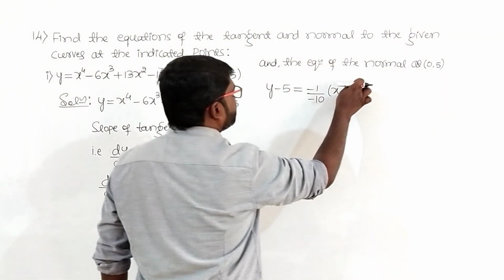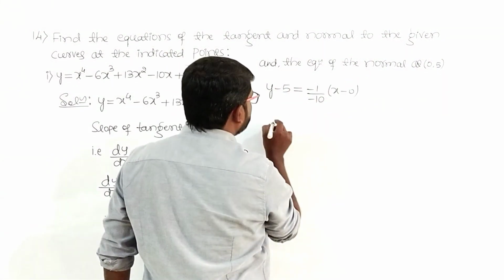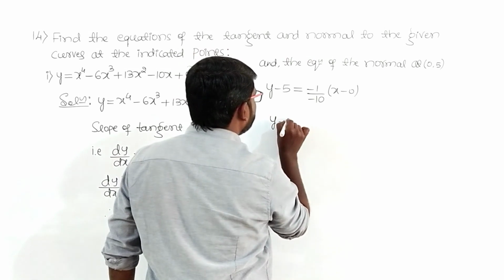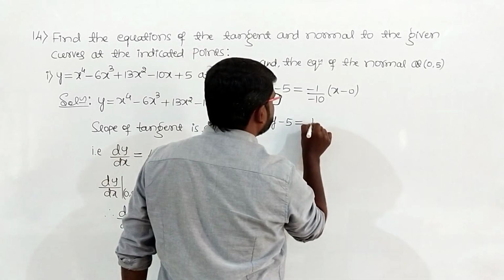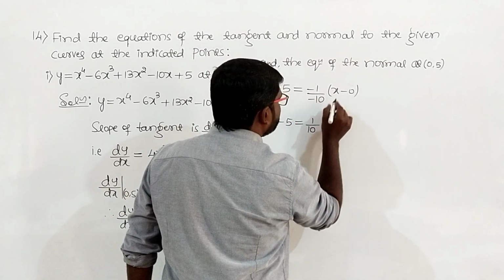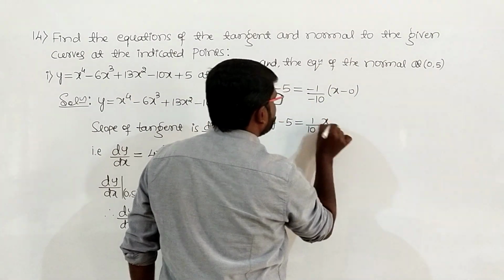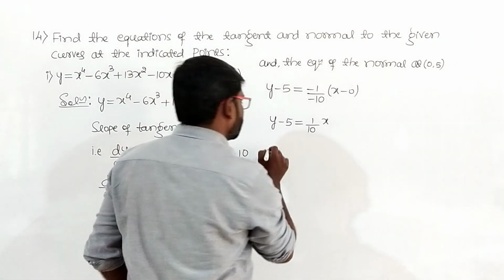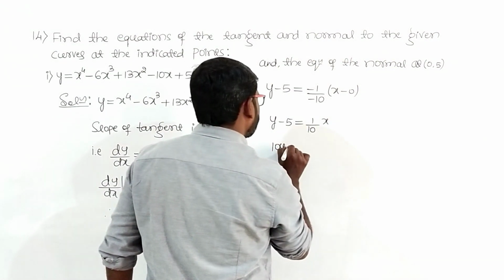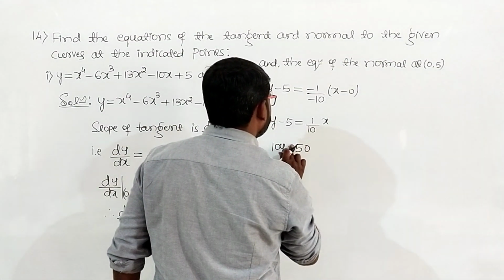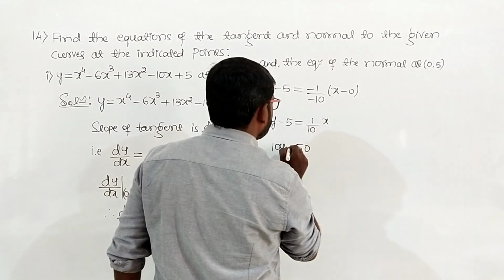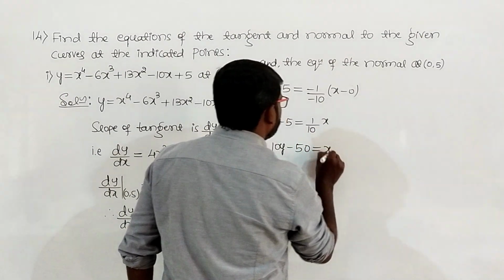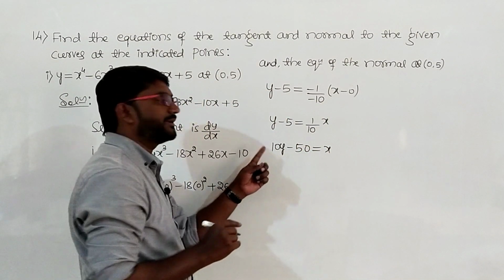So now see here, we'll simplify this. Y minus 5 equals, minus by minus is plus, you get 1 by 10, this is going to be x. So I take 10 to the left hand side, it will be multiplied with both the terms. You get 10y minus 50 equals x. Now take x to the left hand side, it becomes minus x.